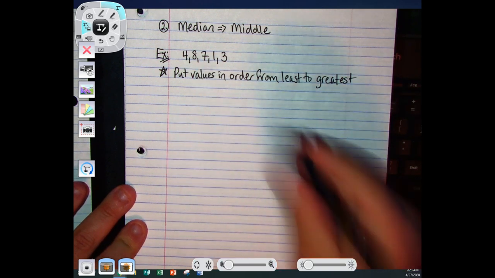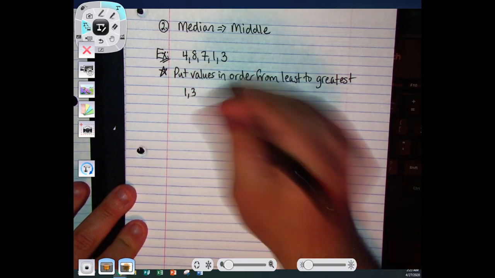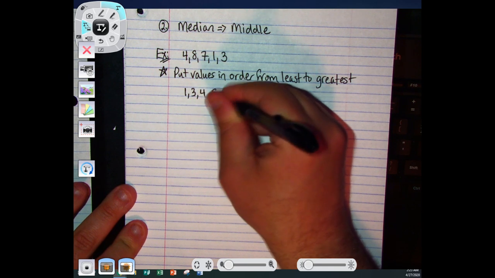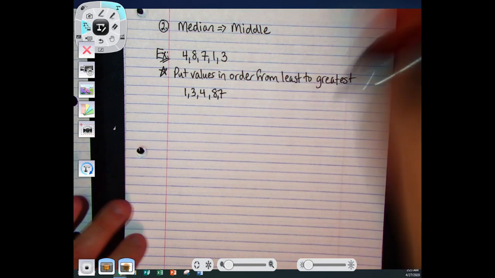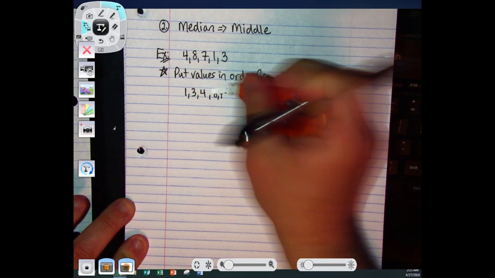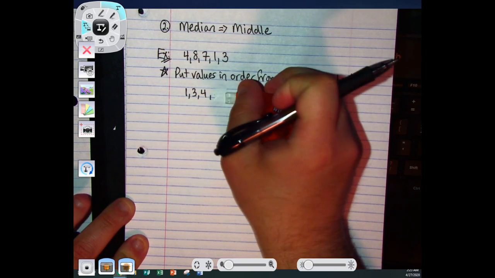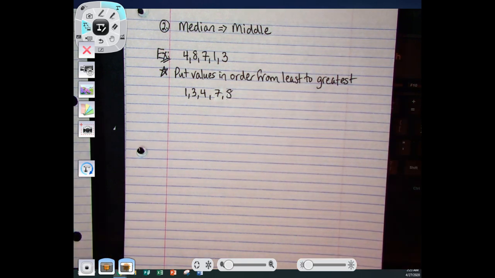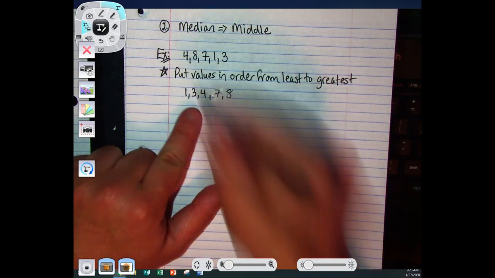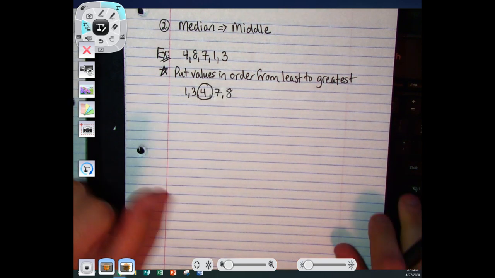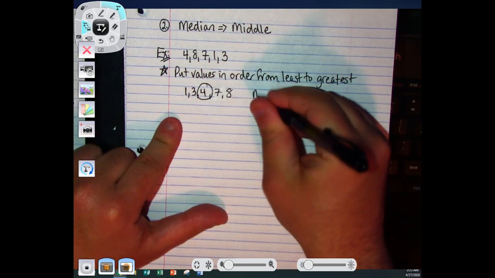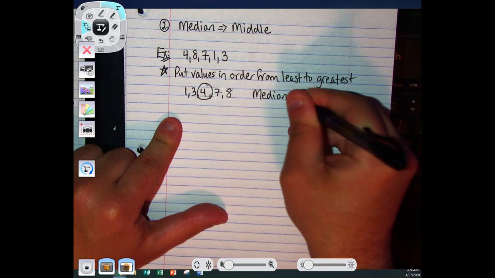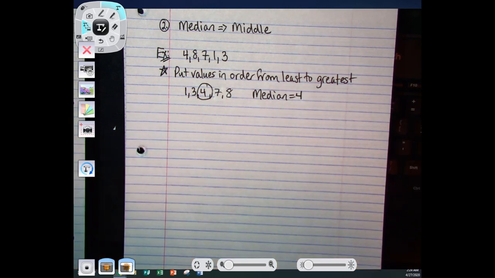So here I would put these in order. I would say 1, 3, 4, 7, 8. It would help if I could actually put these in the right order. Okay, so because I have an odd number of values, all I'm going to do is pick the number in the middle. So in this case, the median is equal to 4.